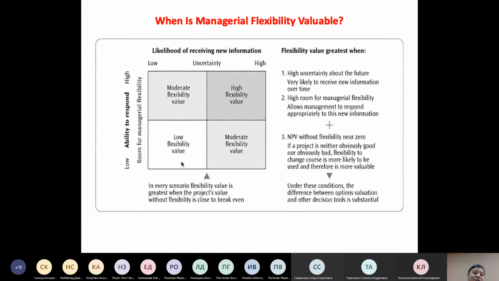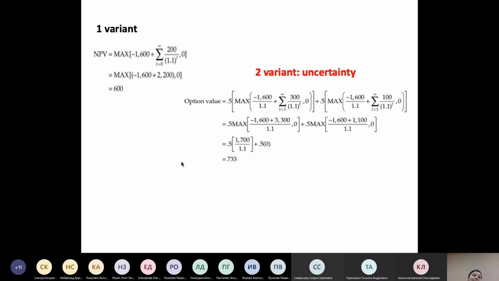But in conditions of a high level of uncertainty, in conditions of a high level of response to these conditions, high level of flexibility, we will receive high flexibility value. In other words, flexibility value is greatest when there is high uncertainty about the future, and it is very likely to receive new information over time. Let's return to our task.